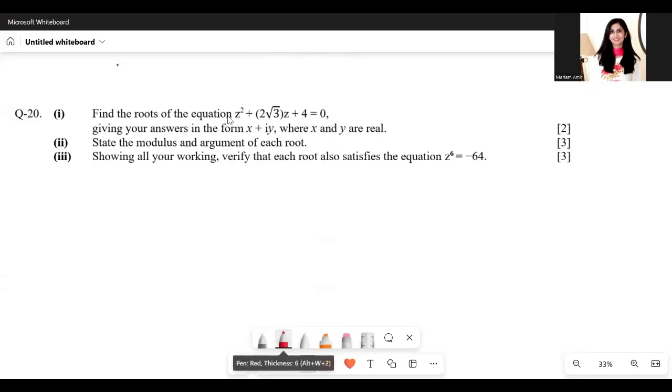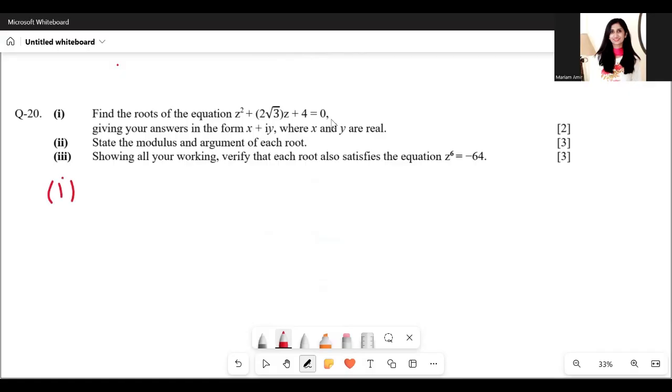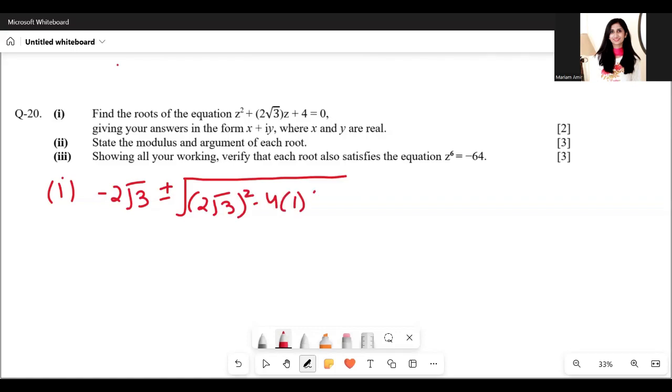Find the roots of the equation z squared plus 2√3 z plus 4. Since a, b, c are all real, we'll notice that our roots are complex conjugate pairs. To solve a quadratic equation, we apply the quadratic formula: minus b plus minus square root of b squared minus 4ac, upon 2a.